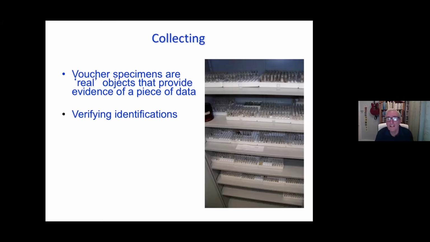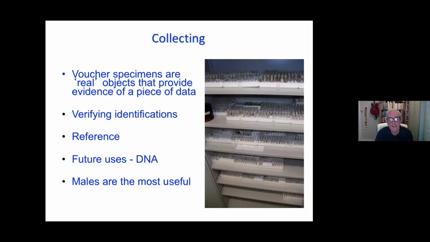Voucher specimens are really important. Taking specimens, there's a whole subject we could talk about there, but basically you can go back to it. So in 50 years' time, when they've decided that the species has been split into three, or there's a new DNA technique that can be used, as knowledge increases, you can go back and refer to these things. You can also use them as a reference collection and compare one that you've identified with another. And males are more useful to collect. If at all possible, collect a male, because they have these genitalia structures which are diagnostic.